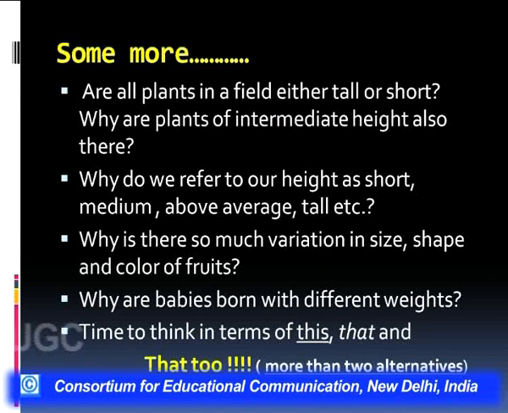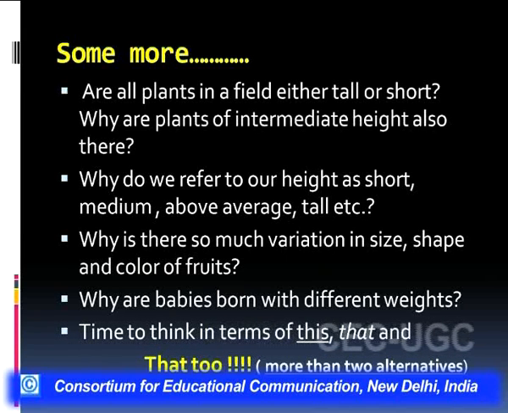A very simple observation would be, when you go to a hospital, why are different babies born with different weights? Why cannot they be classified as a heavy baby and a light baby? You have above average, you have a bony baby, you have a skinny baby, and you have a very, very small mouse-like baby. Why do we categorize them with such adjectives?